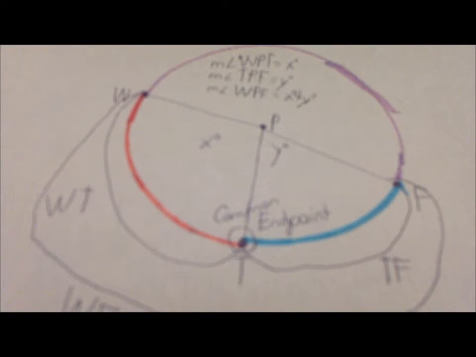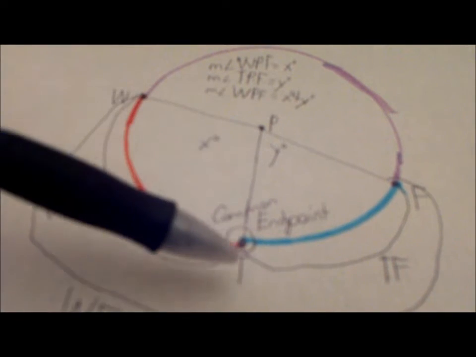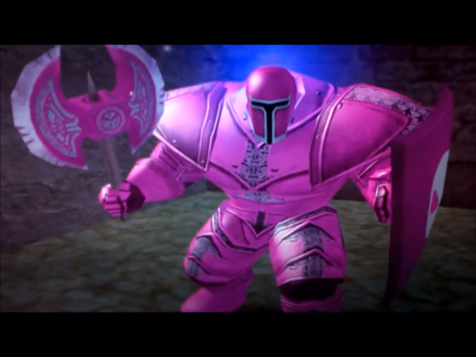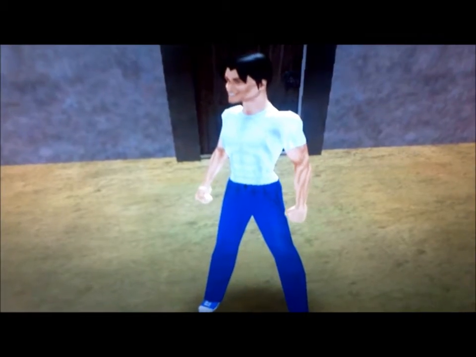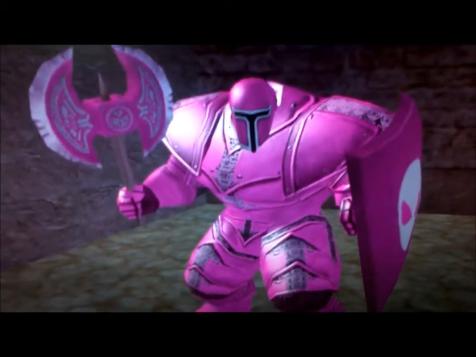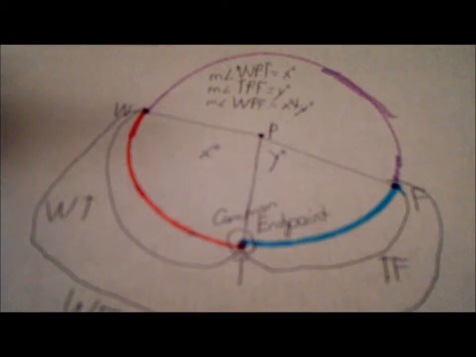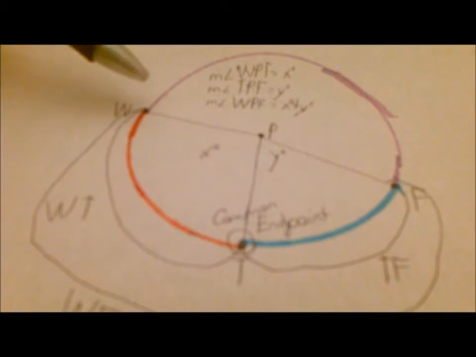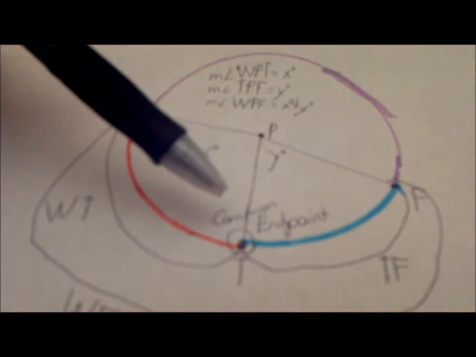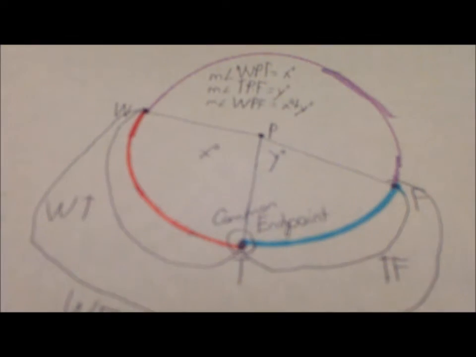Lies! Okay, imagine two adjacent arcs. Adjacent means right next to each other. Because they are right next to each other, they share a common endpoint. So arcs WT and TF share the common endpoint of T. Lies! Will you please stop doing that? No, you lie. Formed by the two endpoints they do not share, W and F. The measure of this arc is the measures of WT and TF combined, which would be, in this case, X plus Y.